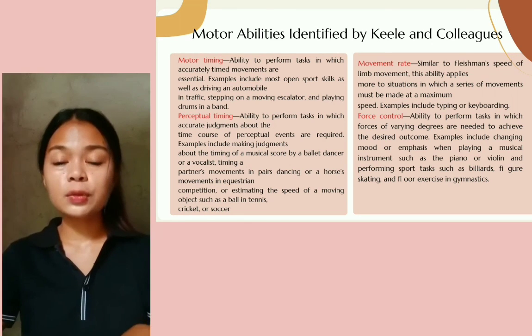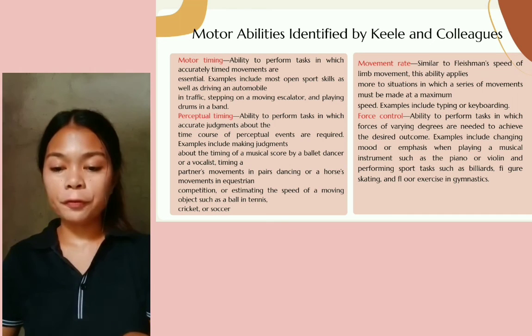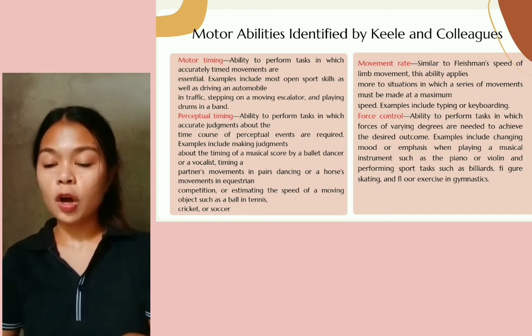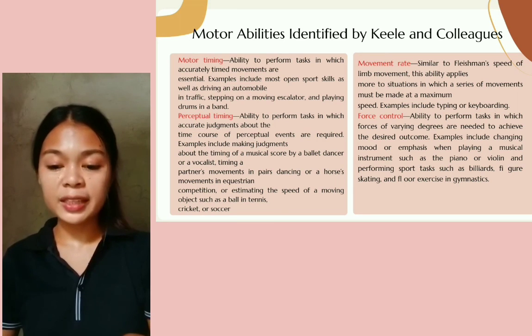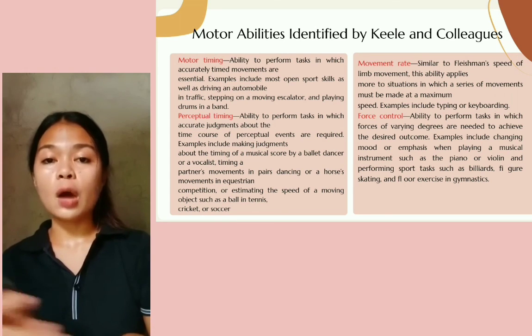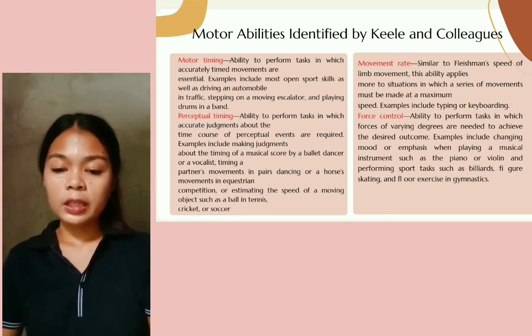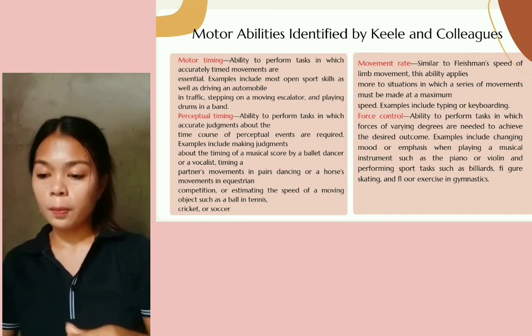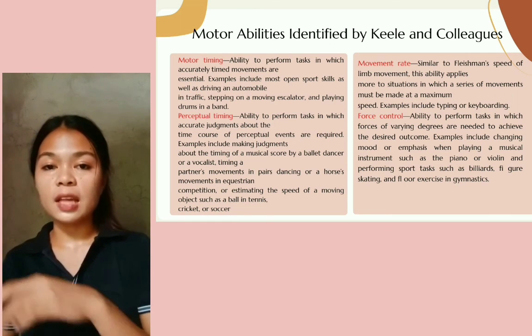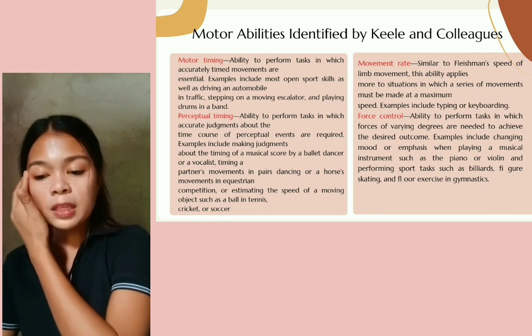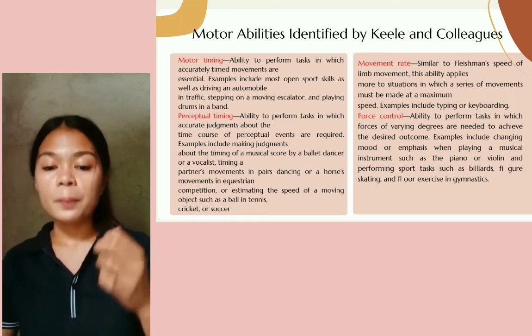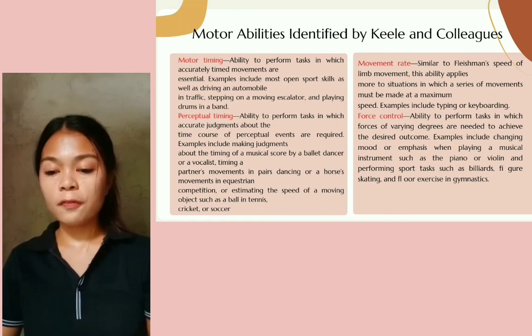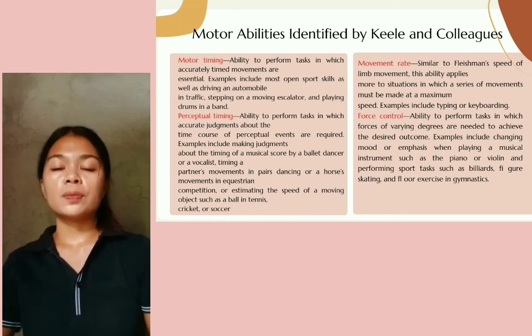So, force controlling: ability to perform tasks in which force of varying degrees is needed to achieve the desired outcome. Examples include changing mood or emphasis when playing an instrument such as the violin, and performing sports tasks such as billiards, figure skating, and floor exercise in gymnastics.